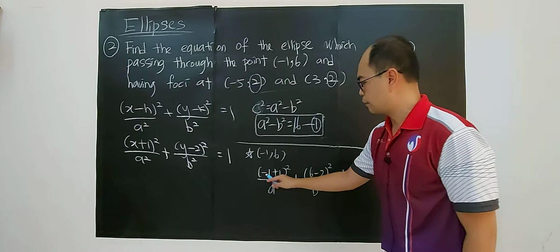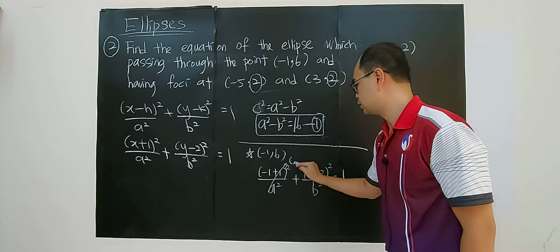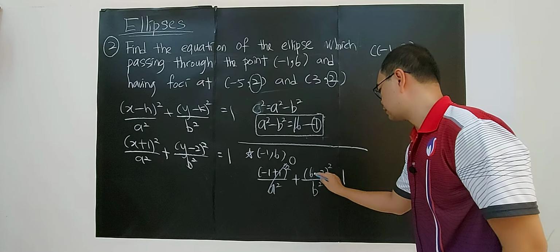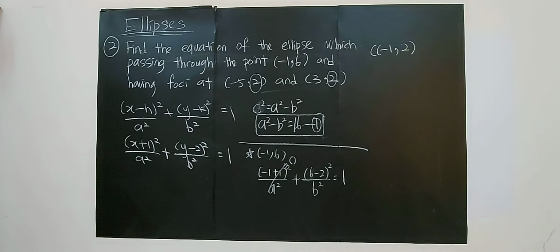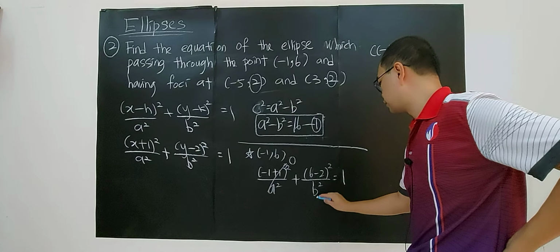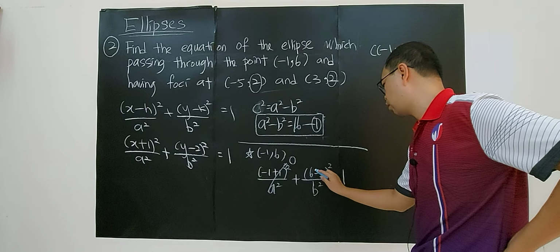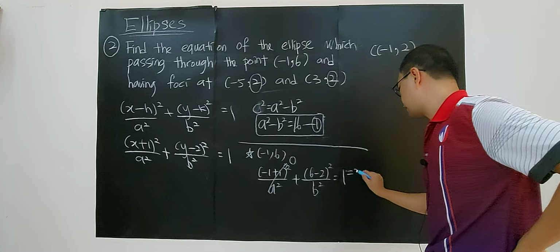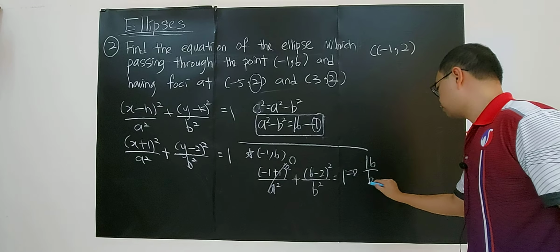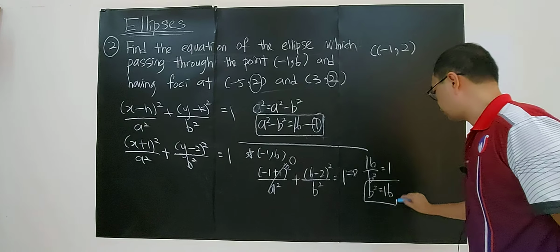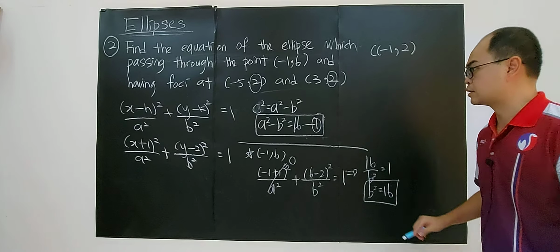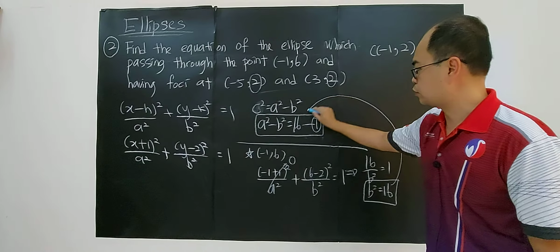So negative 1 plus 1 gives you 0. 0 over a squared gives you 0 here, right? Everything turns out to be 0. Then here you have 6 minus 2 squared, which is 4 squared, which will be 16. That means you are getting 16 over b squared equals 1, which gives you b squared to be 16, right? We want to know the value of b squared, which is 16. After you know the value of b squared, you can substitute it into equation 1.